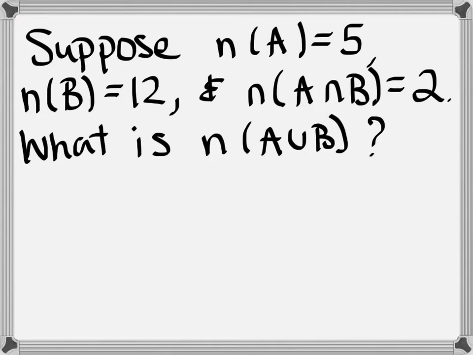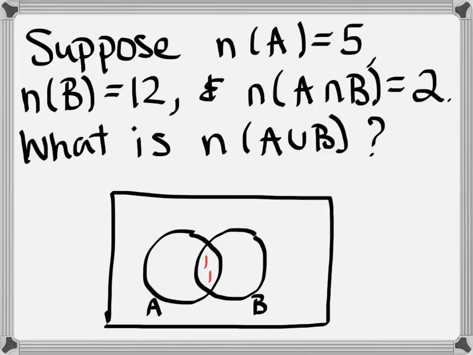Suppose that we have the cardinality of a set A that is 5, a set B with cardinality 12, and we know that the cardinality of their intersection is 2. We could ask, what is the cardinality of their union? The easiest way to go about this is to start with a Venn diagram, and since we know that the intersection has 2 elements in it, we can just put 2 little lines in there.